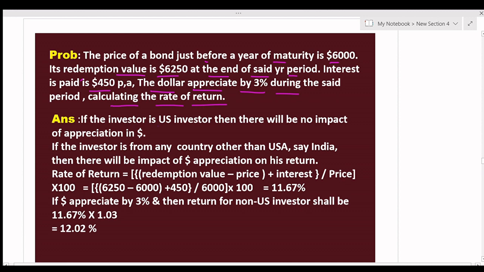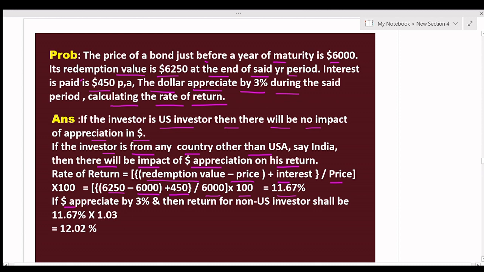If the investor is a US investor, then there will be no impact of appreciation in the dollar. If the investor is from any country other than USA, say India, then there will be an impact of dollar appreciation on his return. Rate of return is equal to (redemption money minus price plus interest) divided by price into 100. That is equal to (6,250 minus 6,000 plus 450) divided by 6,000 into 100, which is equal to 11.67%.